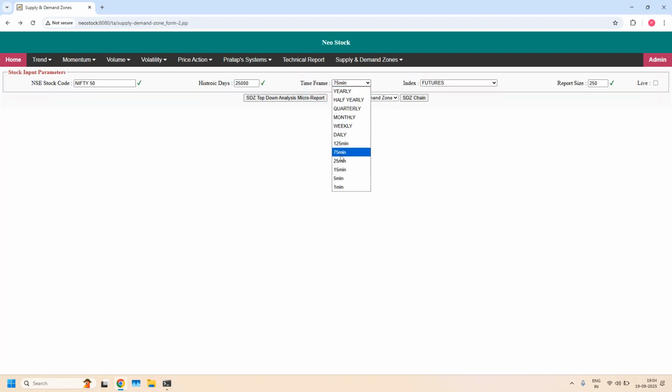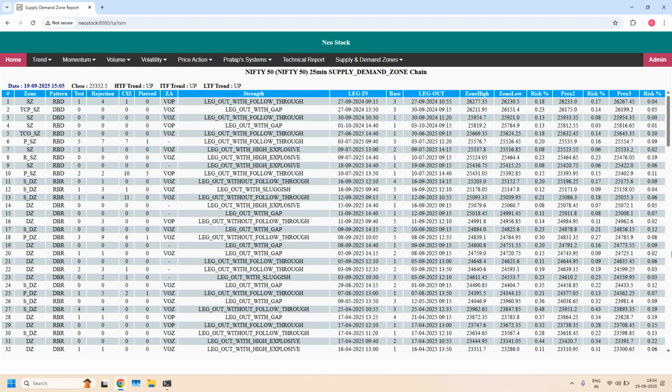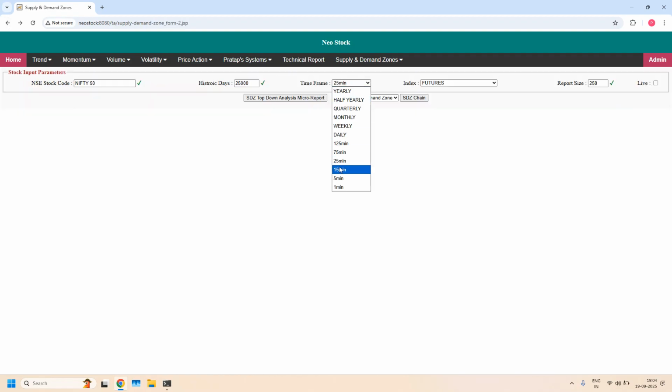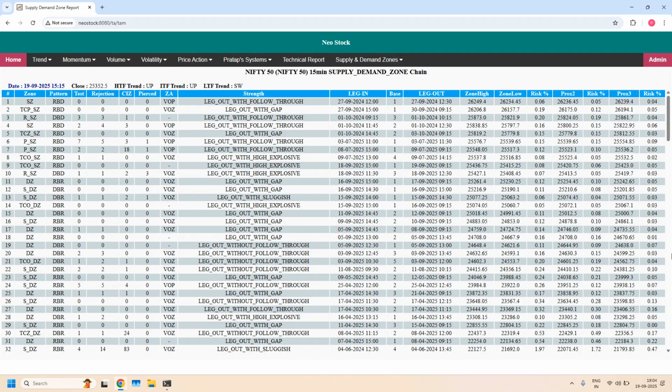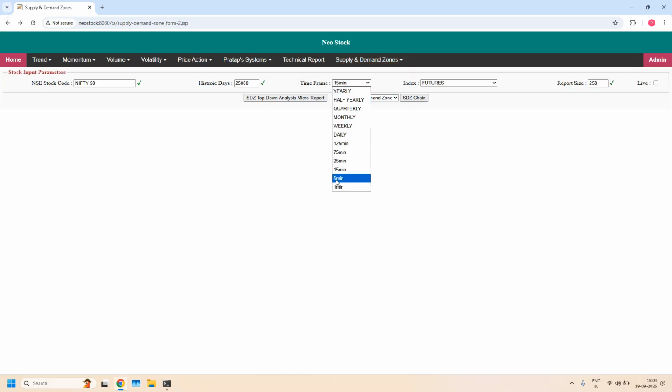Next, generating 25 minutes supply demand zone chain for NIFTY. Next, generating 15 minutes supply demand zone chain for NIFTY. Next, generating 5 minutes supply demand zone chain for Nifty.